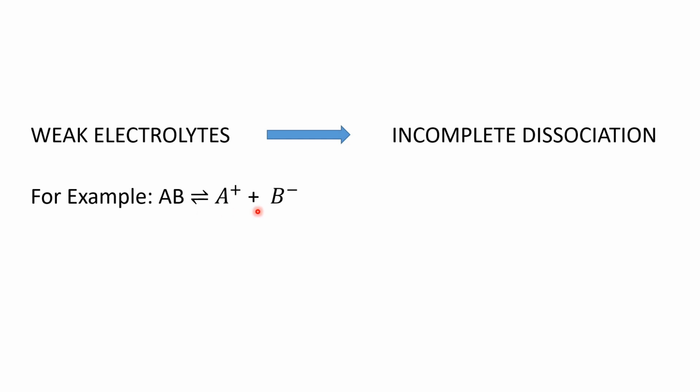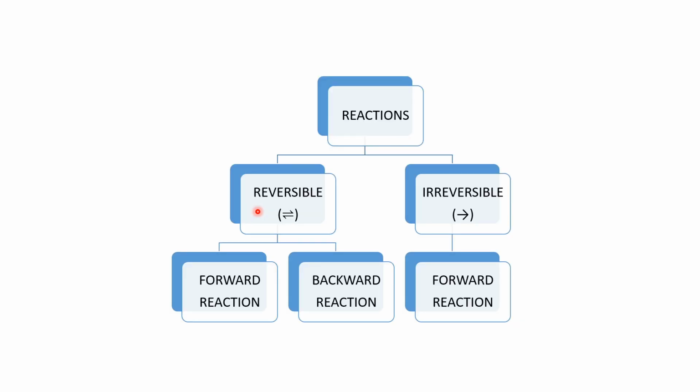To be more specific about this, let's see the basic criteria for the types of reactions. Reactions are basically of two types: reversible and irreversible. Irreversible reactions follow a forward path only, but reversible reactions follow both forward as well as backward reactions. Reversible reactions have this sign, whereas irreversible reactions have this sign.